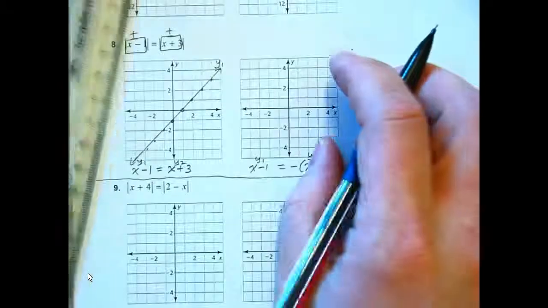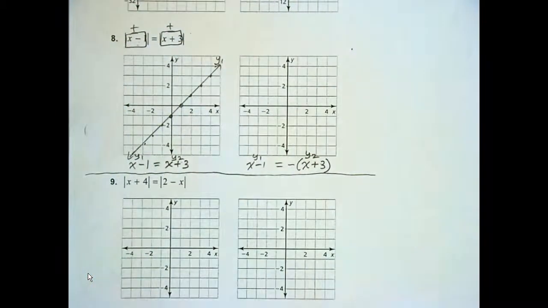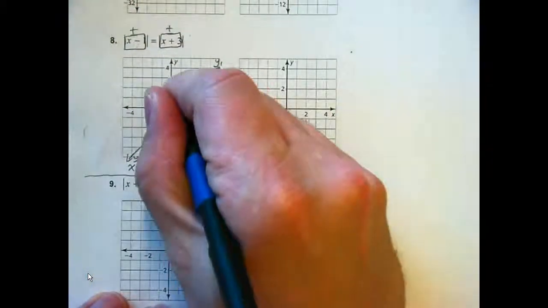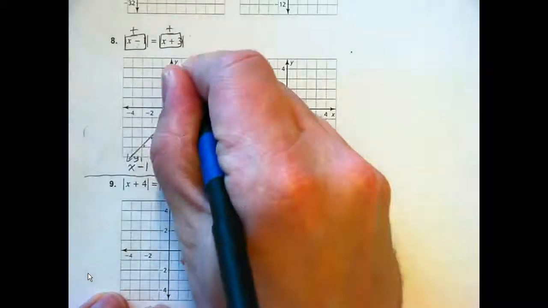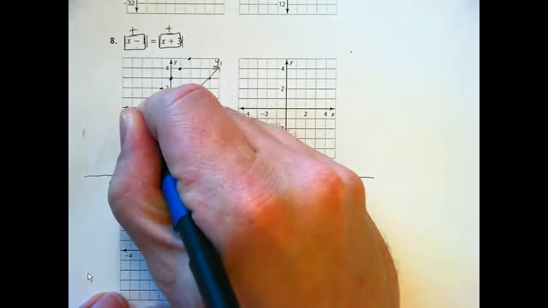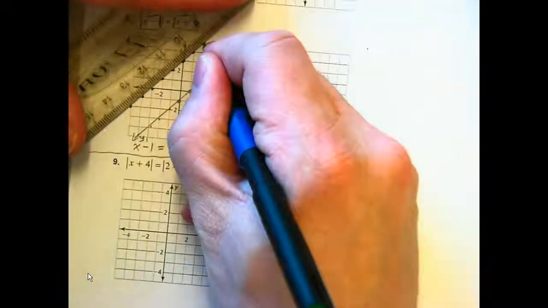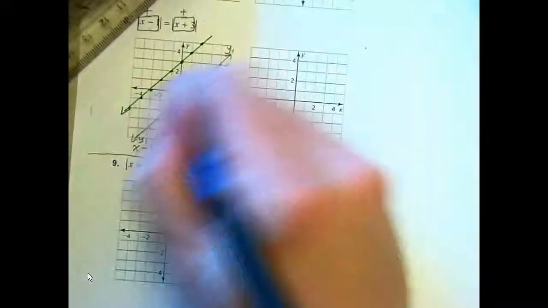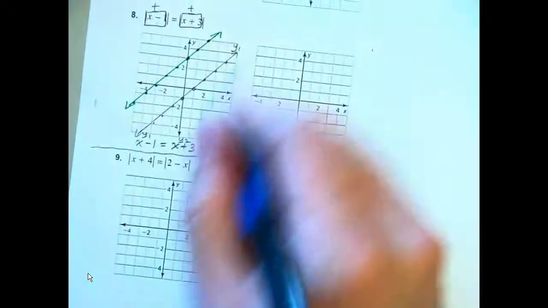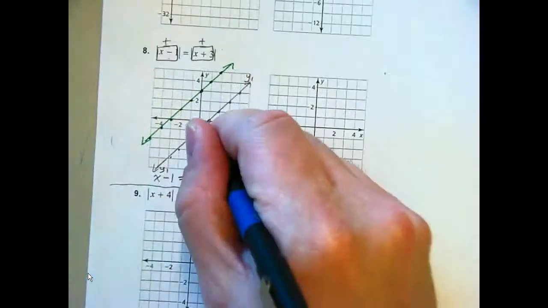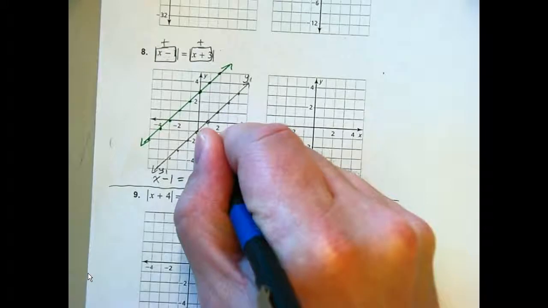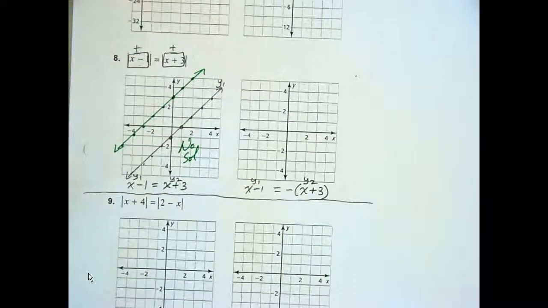Hey, make sure to label your lines. It makes it a little easier later on. And what about this first set that you do? What's the solution over here? No solution. Yeah, no solution. They're parallel on that side, so here we get no solution. Hopefully we get a solution on the other side, because that one didn't give us any.